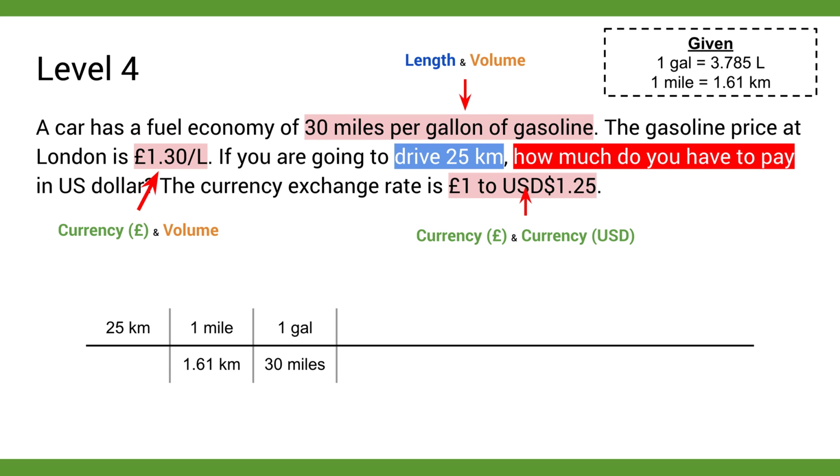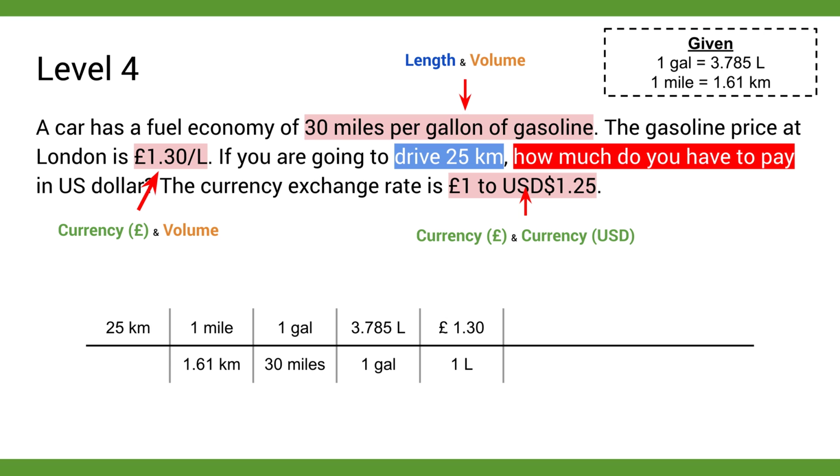Okay, so we now have gallons, we have volume. We would now consider the use of the next conversion factor, the one with the volume and currency, the 1.3 pounds per liter. But that's in liters, and now we have gallons. So we need to change the gallons to liters, and that's why we put 1 gallon in the denominator and 3.785 liters in the numerator, so that we have liters, and now we can use the 1.3 pounds per liter.